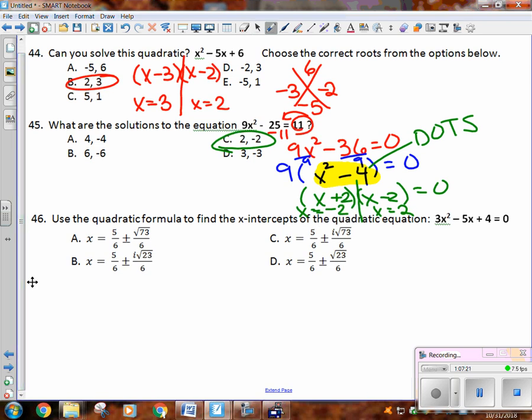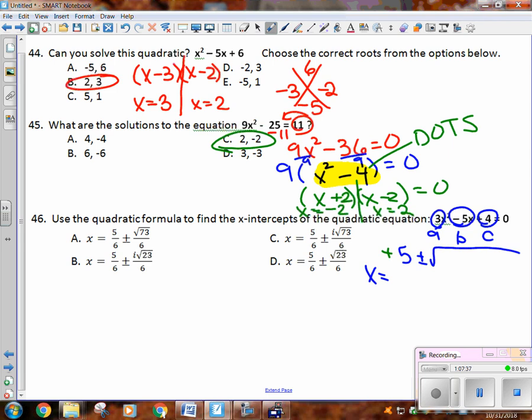Use the quadratic formula. So I have to find my a, b, and c. A is 3, b is negative 5, and c is positive 4. Make sure you keep the signs in front of the numbers. So opposite of b, opposite of b. That's going to make it positive 5.